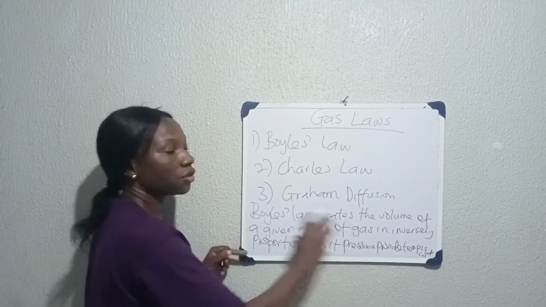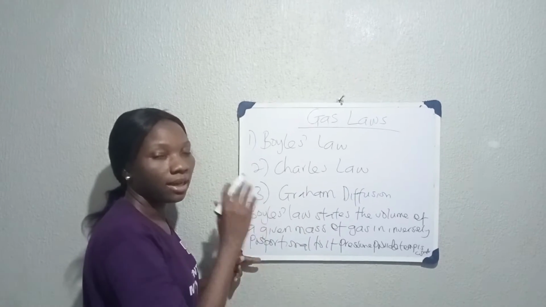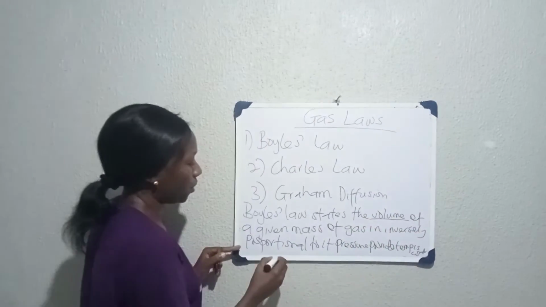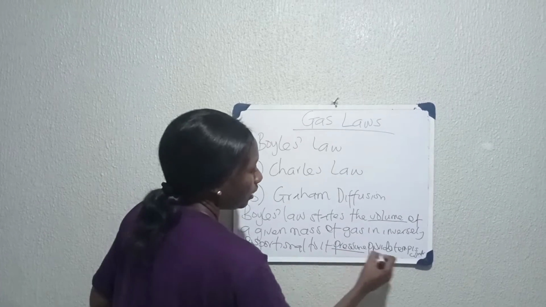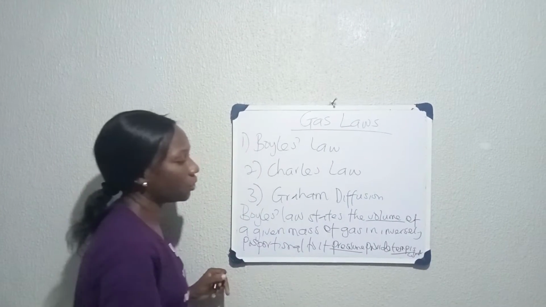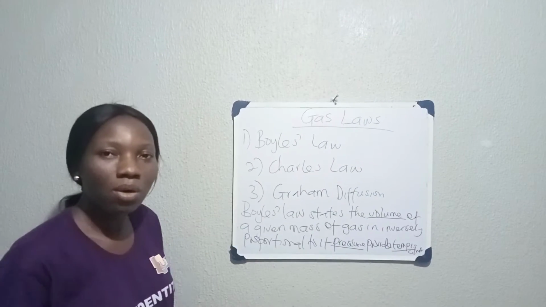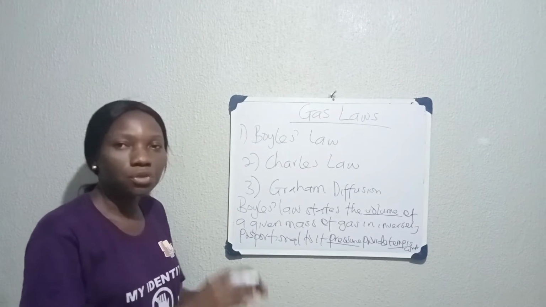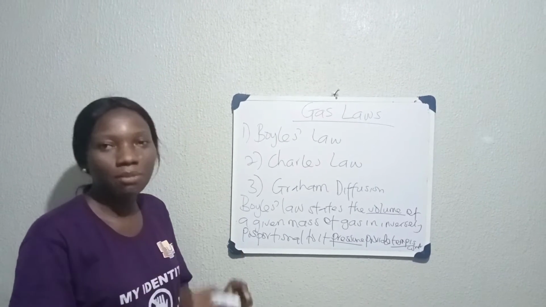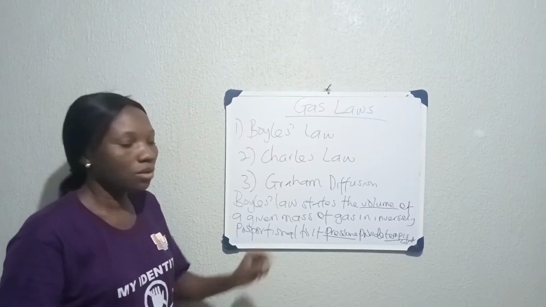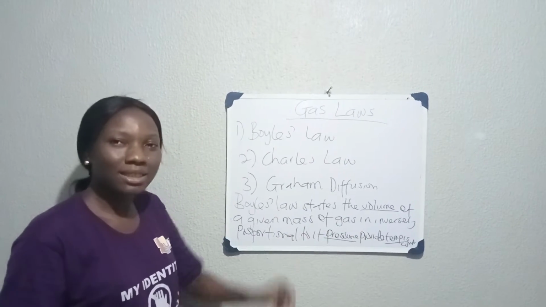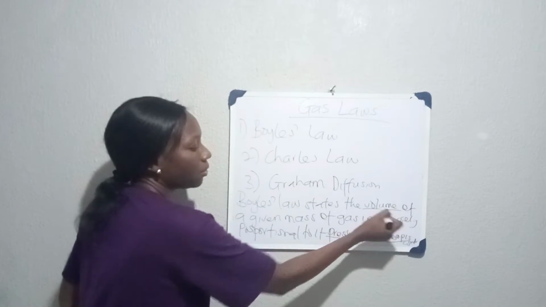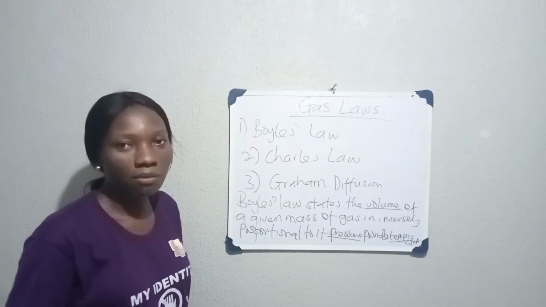We have three major things that have been stated here that we must take into consideration. We have our volume, we have our pressure, and our temperature. So the law states that the volume of a given mass of gas is inversely proportional to its pressure, provided our temperature is constant. We should put at the back of our mind that the temperature must always be constant. So we are concerned more with pressure and volume.